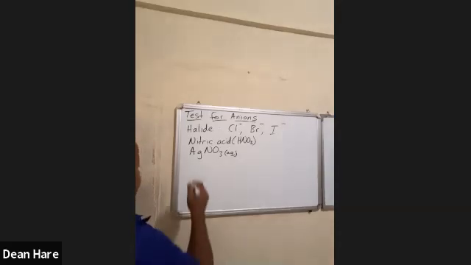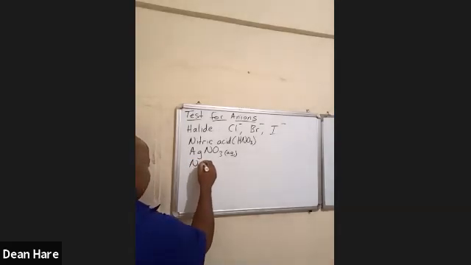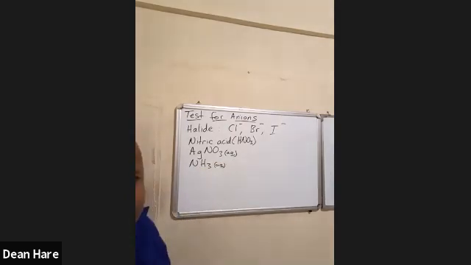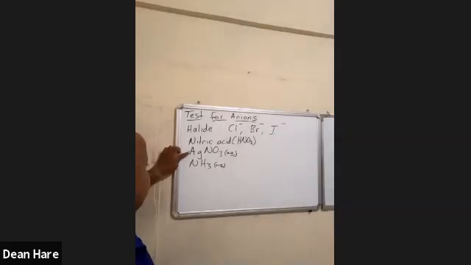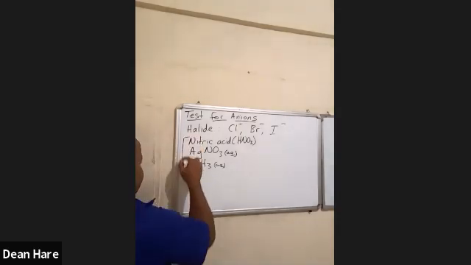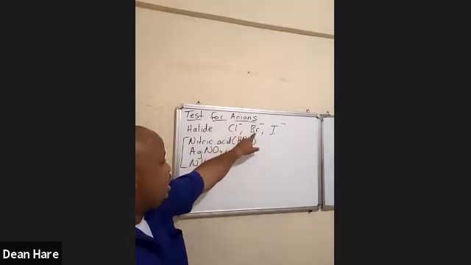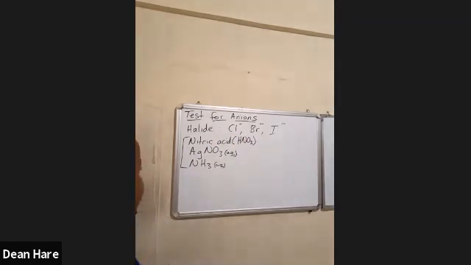Also, ammonia solution. So nitric acid, silver nitrate, and aqueous ammonia. These are the reagents that you look out for when you're testing for the halide ions. All right. What will be your observation?